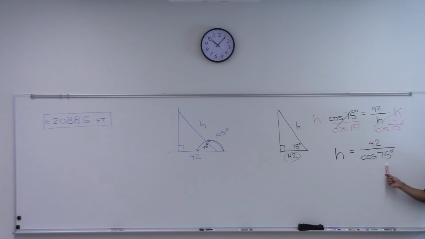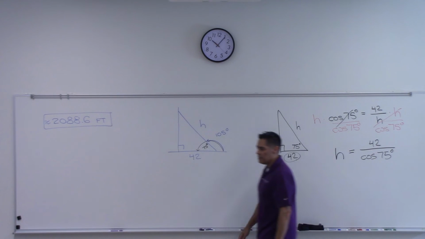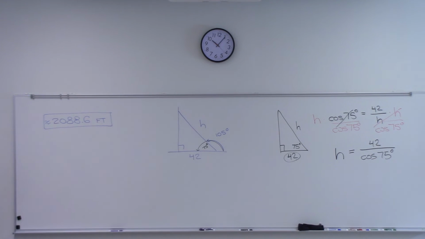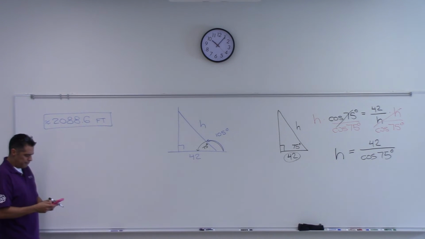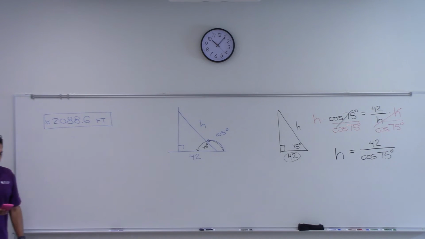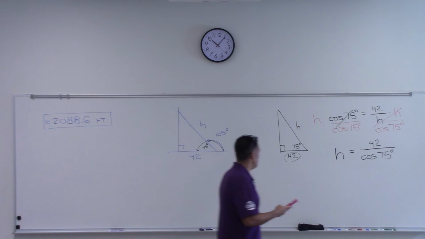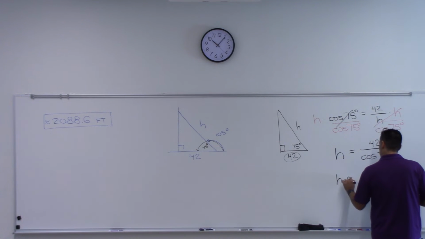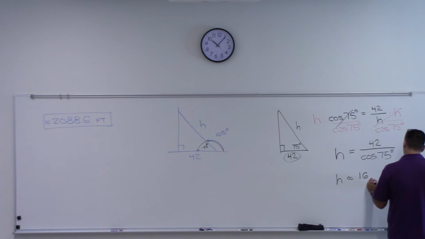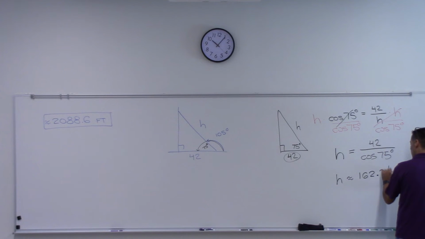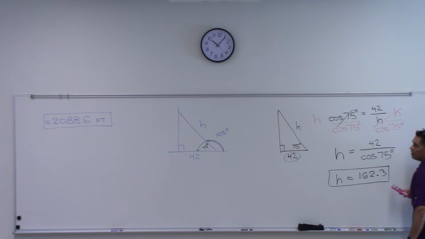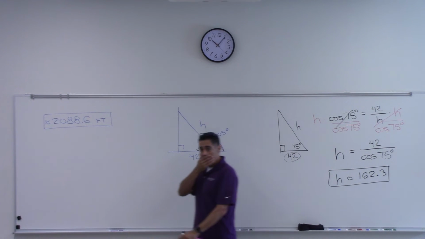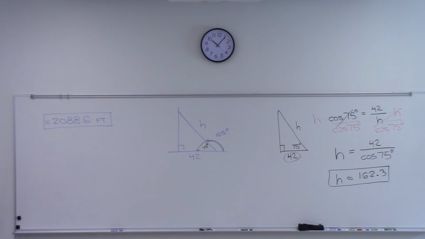And that you can do on your calculator. 42 divided by cosine of 75. 162.3-ish, somewhere around there. H is approximately, I said round to 1 decimal place, right? 162.3 is what we're looking for there. Okay? Any questions on this?